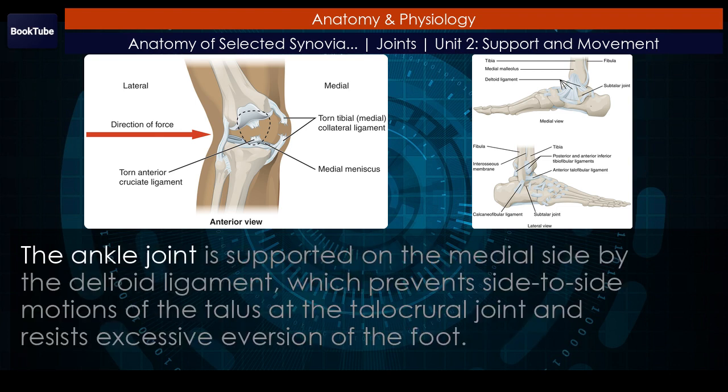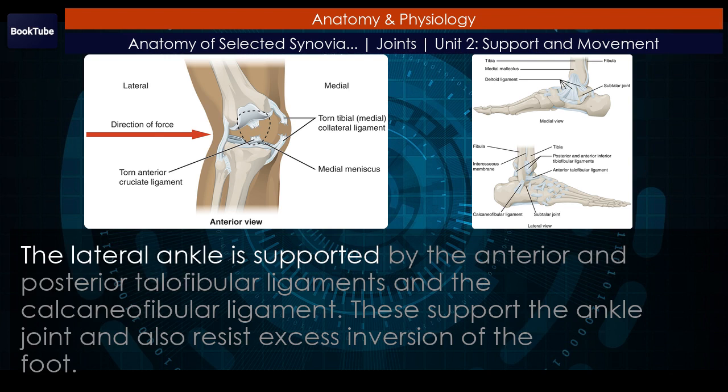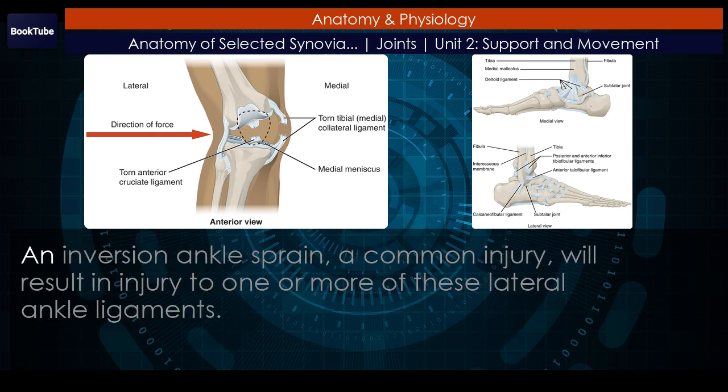The ankle joint is supported on the medial side by the deltoid ligament, which prevents side-to-side motions of the talus at the talocrural joint and resists excessive eversion of the foot. The lateral ankle is supported by the anterior and posterior talofibular ligaments and the calcaneofibular ligament. These support the ankle joint and also resist excess inversion of the foot. An inversion ankle sprain, a common injury, will result in injury to one or more of these lateral ankle ligaments.